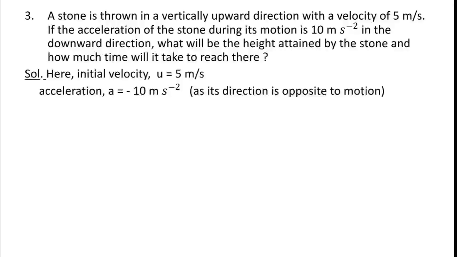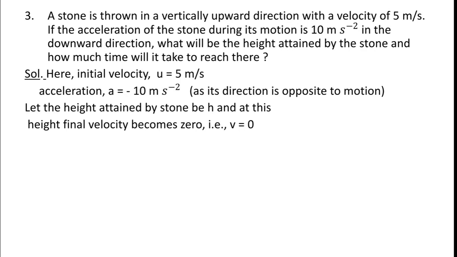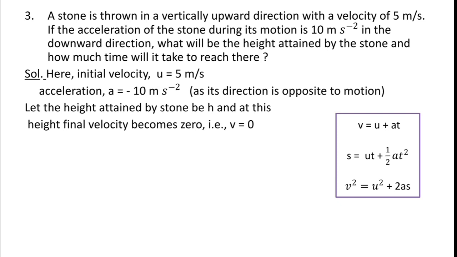Let small h be the height attained by the stone at the highest point. And we know that at highest point the final velocity becomes 0. So we have three known variables: initial velocity, acceleration and final velocity, and we have to calculate the distance. It means we have to find such an equation which contains all these four variables. So let us find. Is the equation v = u + at applicable? No, because it does not contain the term s. Again s = ut + half at square, is it applicable? No, it is also not applicable because we don't know the value of time.